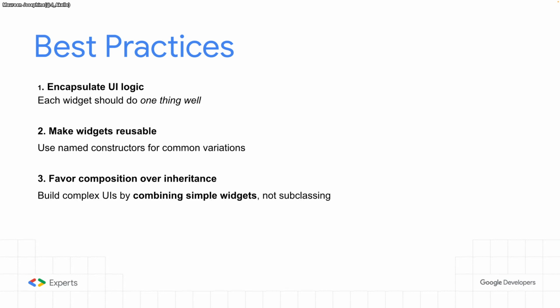And favor composition over inheritance. This means that when you're building complex UI, it's recommended that you combine simple widgets and not really subclass, especially if it's a really complex UI. So it makes sense to do that.